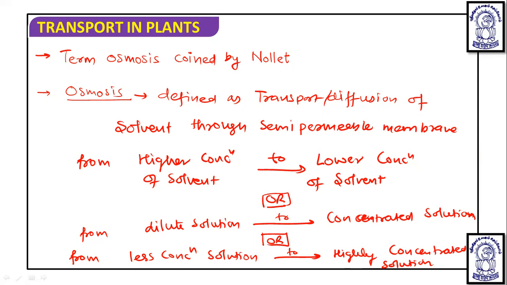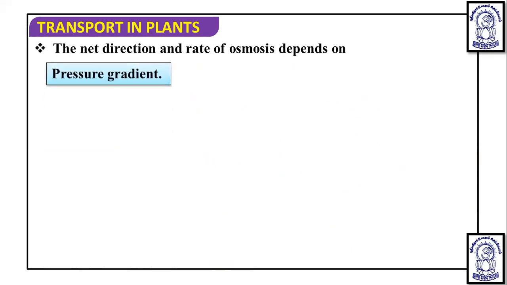Because of this, they can move from a dilute or less concentrated solution to the concentrated solution. Then also it can be referred to as osmosis. Now obviously it is a type of diffusion. Okay. Now, the net direction and the rate of osmosis.